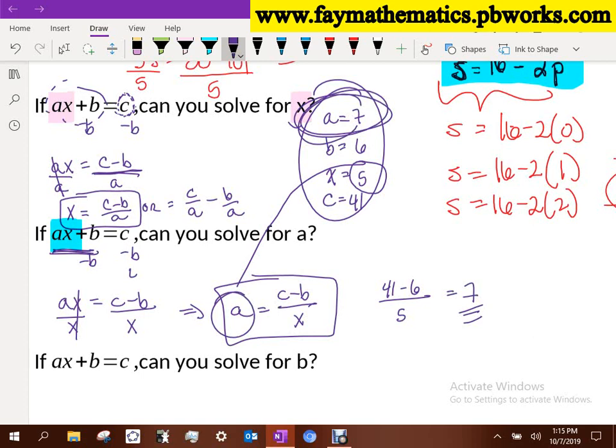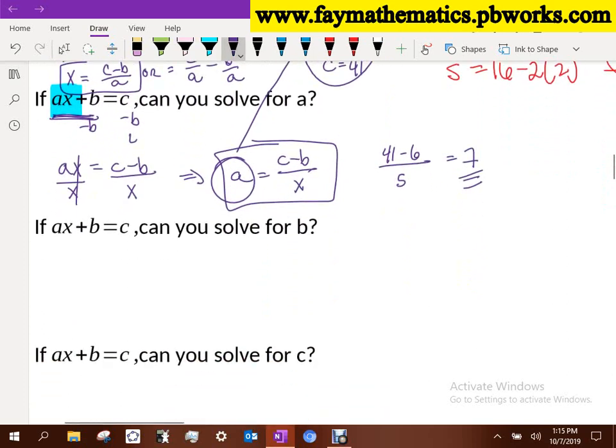Okay. What about this next one? This next one should be a little bit simpler. I want to solve for B now. So what is on the same side as B? A and X. How are they stuck to B? They're added to B, right? So to unstick them from B, I need to subtract them. And what's that going to give me on the left? Just B, right? On the right, I got C minus AX.